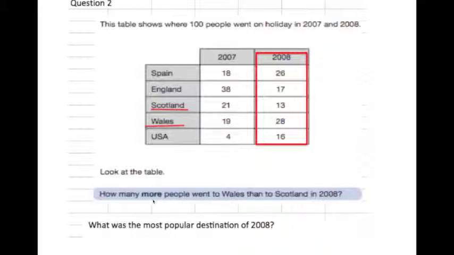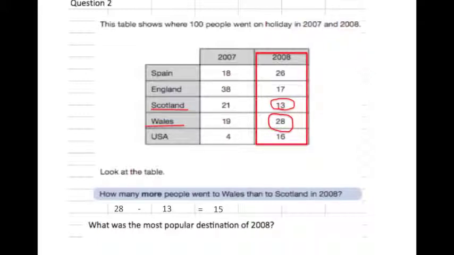So we need to know how many people went to Wales, which is 28, and how many people went to Scotland, which is 13. We're talking about comparing more or less, how many more, how many less. And when we compare, we're finding the difference. So it's a subtraction, a takeaway sum. Now all we have to do is find the answer to 28 take away 13. And of course it's 15.